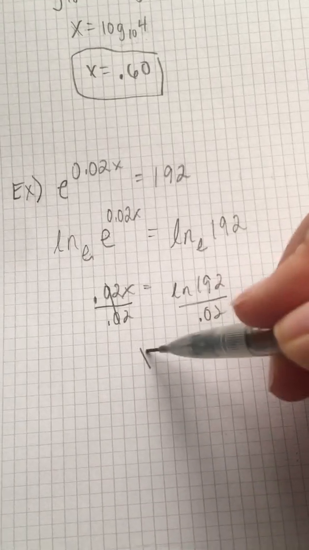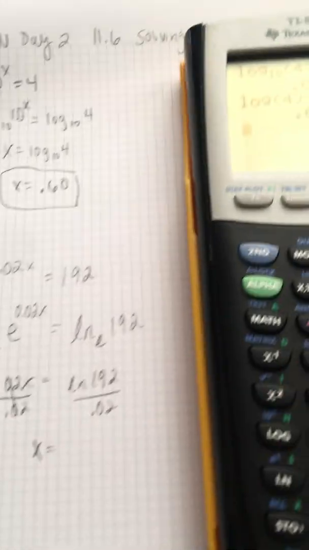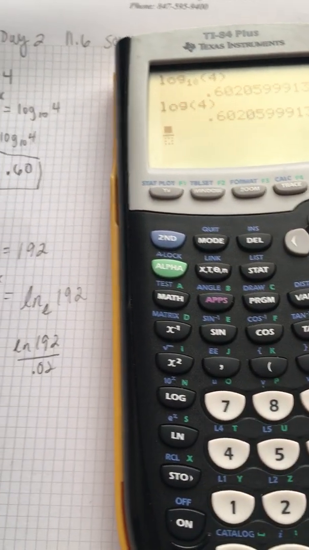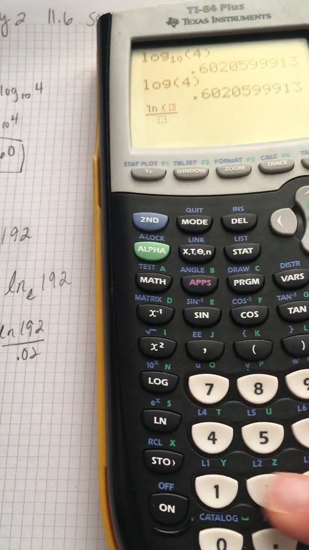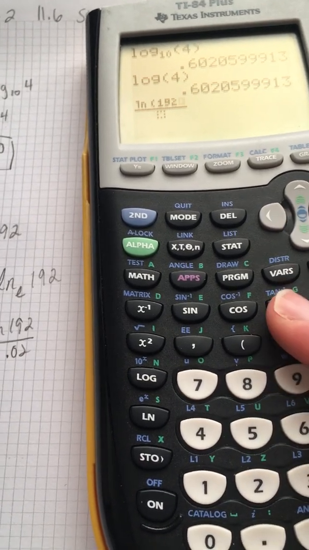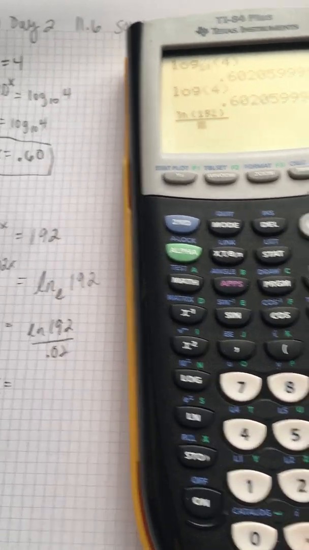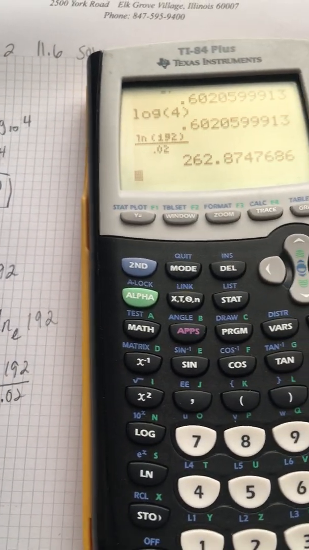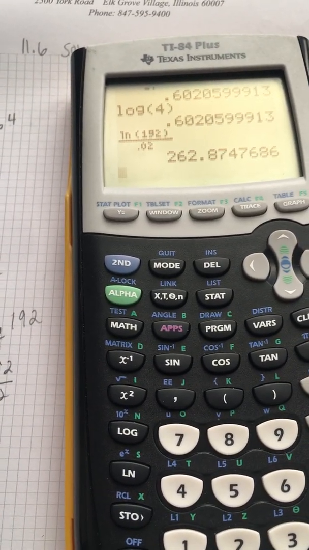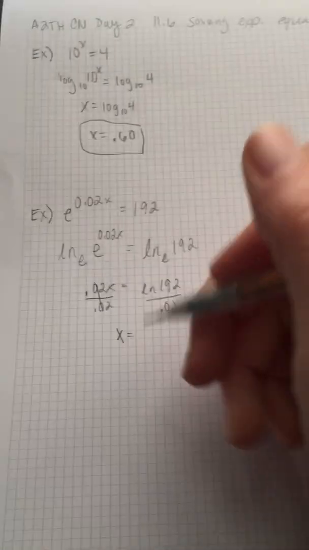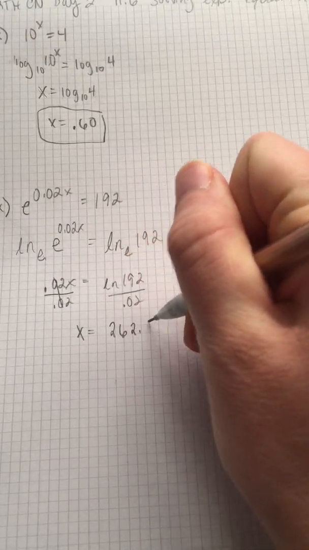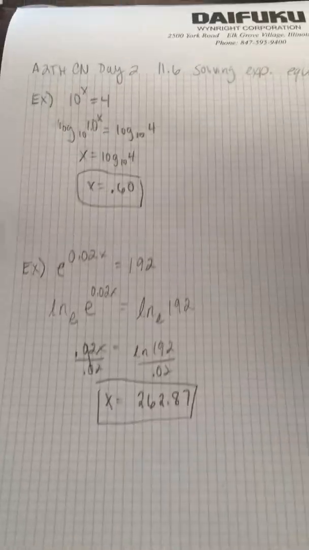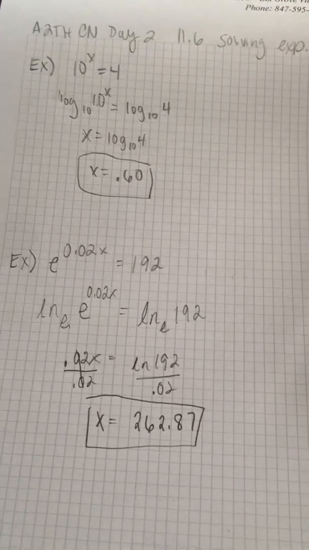Now there is a natural log button on our calculator. So I'm going to hit alpha y equals, get my fraction. On the top, I'm going to hit ln of 192, close my parentheses. On the bottom, I'm going to put the 0.02. And I can see that I get an answer of 262.87. 262.87 for my solution.